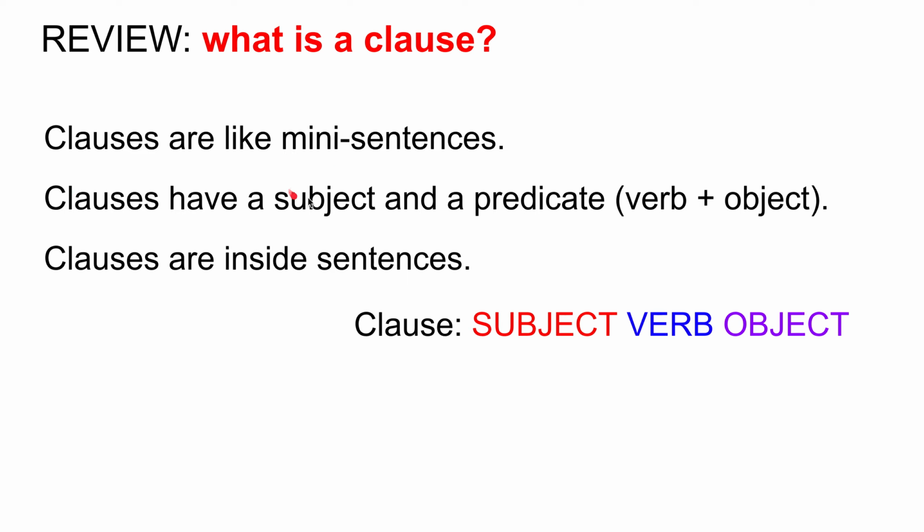Clauses have a subject and a predicate. That is, the predicate is the verb plus maybe an object. Okay, clauses are inside sentences. I will talk a little bit more about this later. So a good example of a clause, as I mentioned already, has a subject, a verb, and an object.